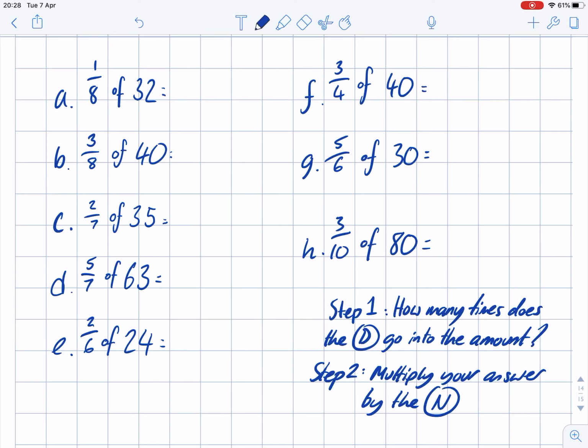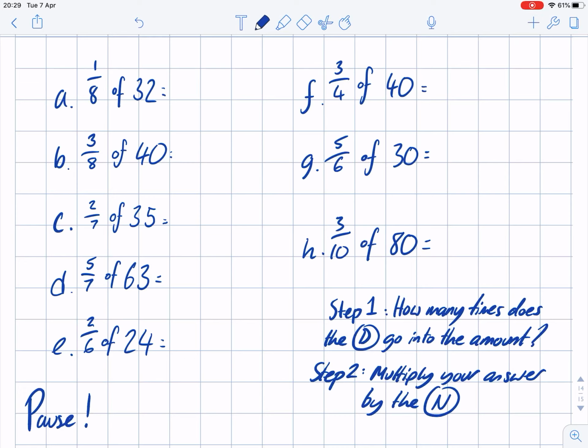So for this first one, A, you would say how many 8s go into 32, and then whatever your answer is, multiply it by 1. Okay, so pause the screen now, work your way through the answers, and then press play when you want to go through them. Okay, grand. Let's go through them then. Come on, let's get them all right.